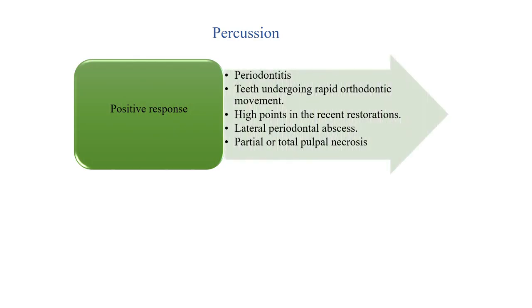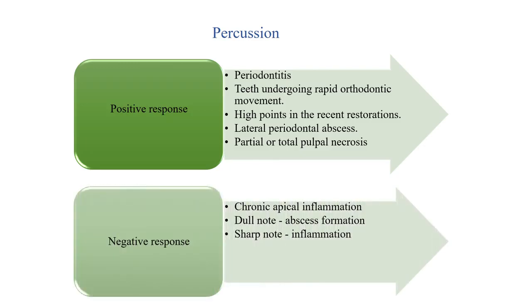So what is the indication of a positive response? It means there is apical periodontitis. However, in certain normal conditions, for example, rapid orthodontic movement, or when there is a high point in a restoration, there can be a positive response. So unless you know by clinical examination what the patient is going through, for example he has had a recent restoration, we should check for high points and remove them, and not immediately jump to the diagnosis of pulpal problem leading to periodontal problem and give a treatment plan of root canal treatment.